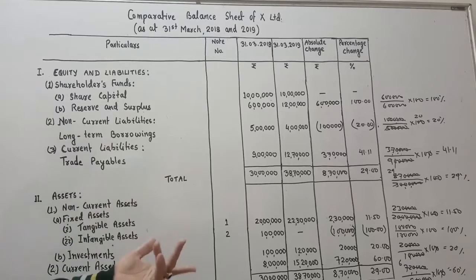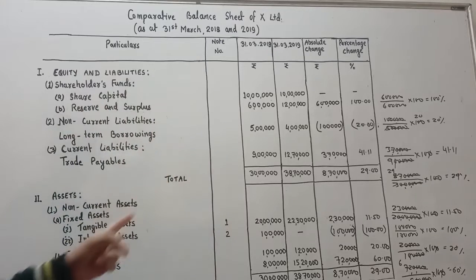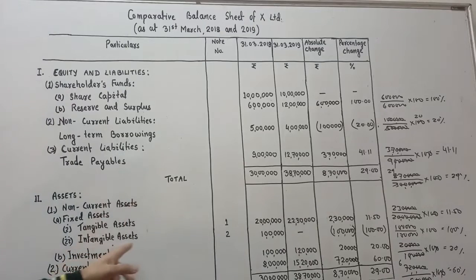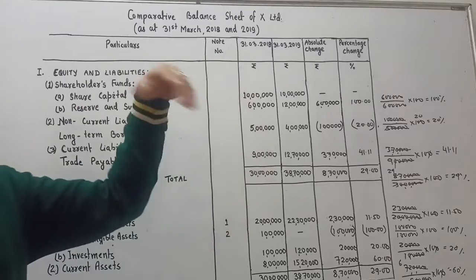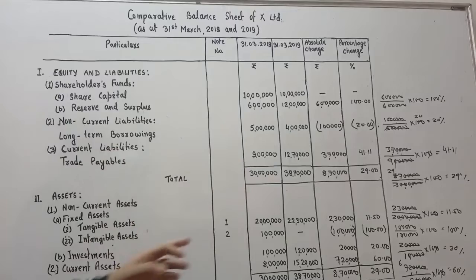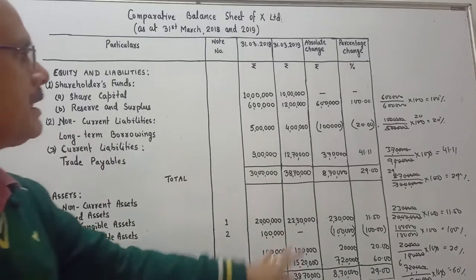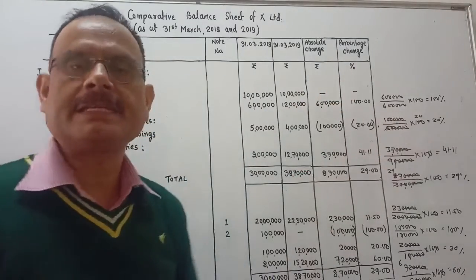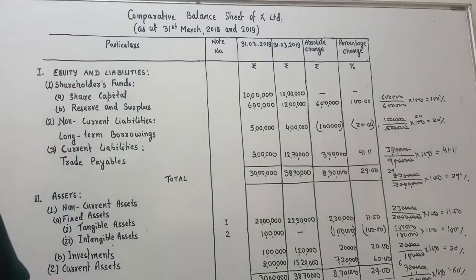So show it in the working in note number 1. Write note number 1 and reflect it in note number 1. Add both the figures and write it over here. Similarly, in intangible assets, the goodwill is there, so write it in note number 2 outside the balance sheet, show it separately, and then write the figure over here. Then investments, then current assets. Absolute change is the first task, thereafter percentage change.